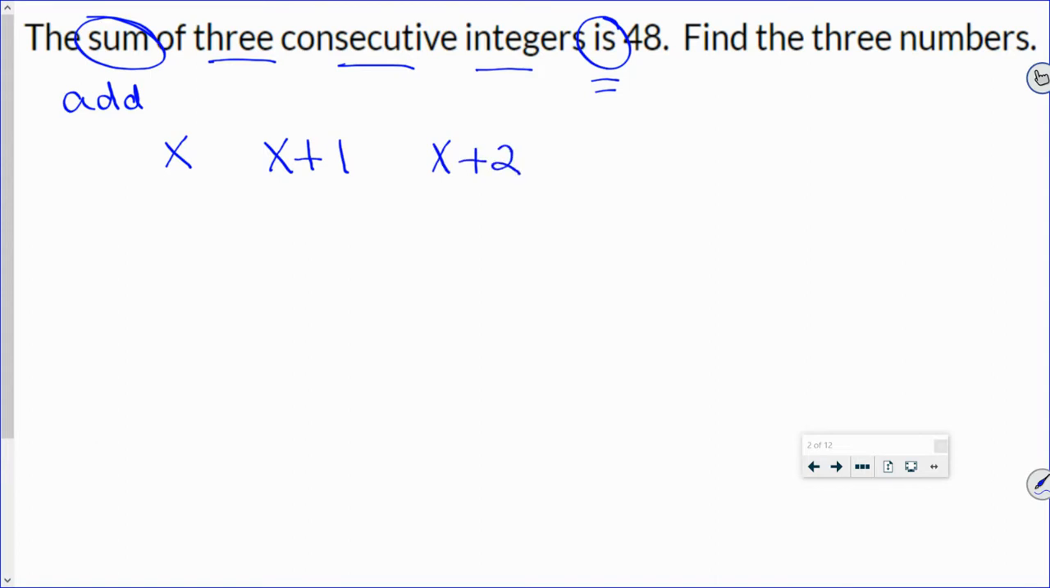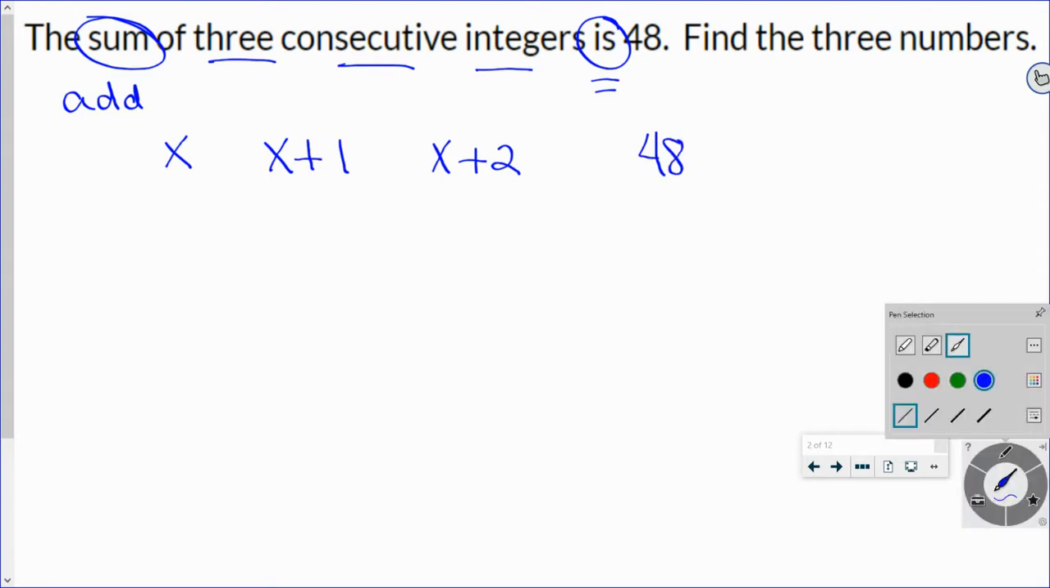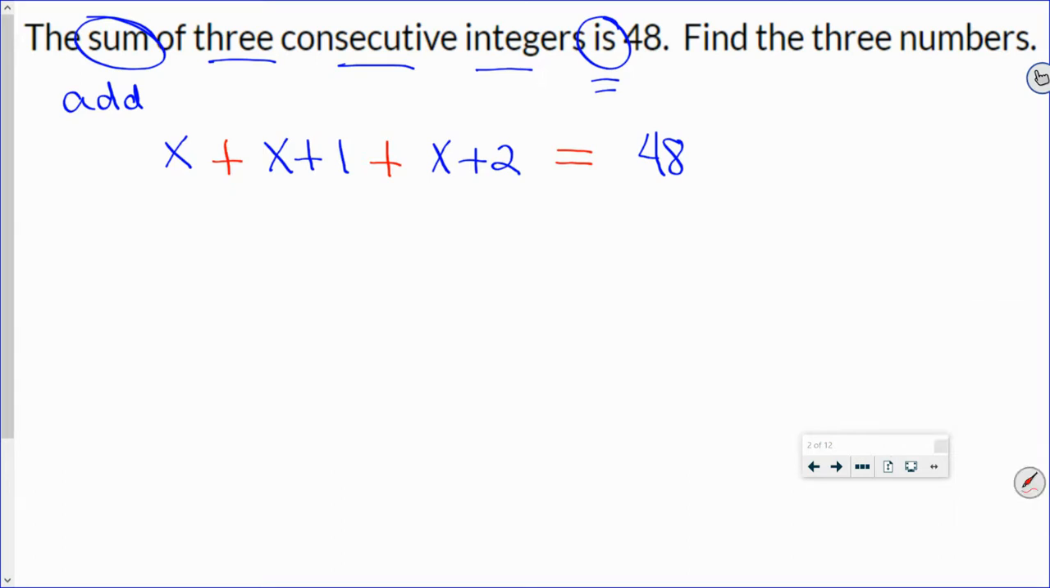And I know it equals 48. So here's how I'm going to solve that. Remember sum, so I just add those together. It equals 48. So what I've done is I've taken the problem and I've written it into an equation. Okay? Be sure you jotted that down because you're going to see some of these in just a minute.